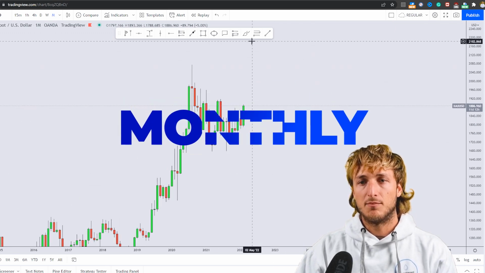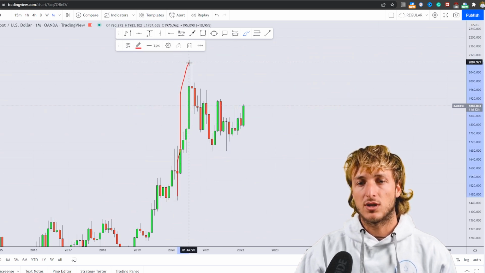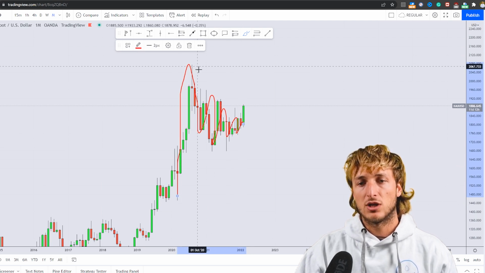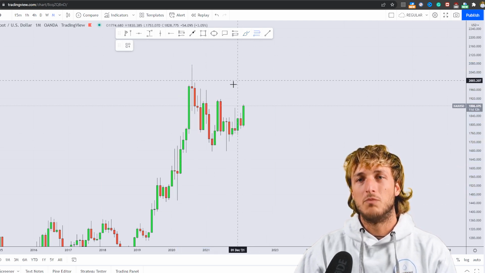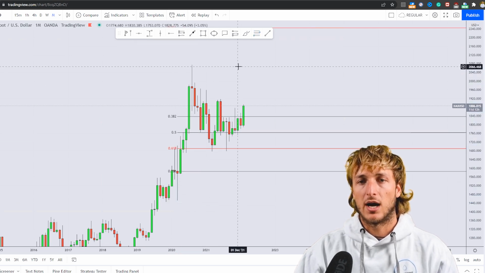Now, starting from the monthly time frame, what we can see is that the market has just created a very strong impulse to the upside, followed by this complex correction. Now, in general, after an impulse, if you want to measure the correction, what you have to do is take your Fibonacci from the low to the high of the impulse.